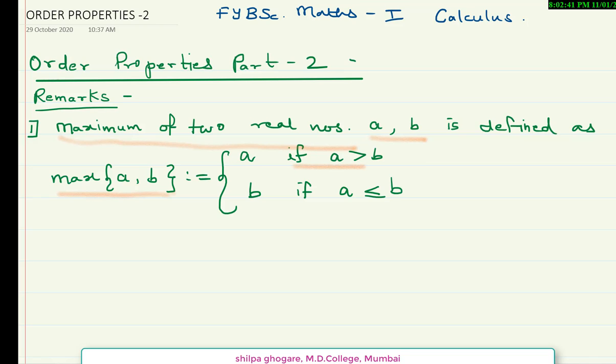If you have A greater than B, then the answer is A. And if you have B greater than A, then the answer is B. Now, equality is also possible. You can have the situation that A is equal to B. This particular case can be considered either in the first part or in the second part; it can be considered anywhere. Obviously, if A and B are equal, the maximum of A and B can be written as A or as B. It is the same.